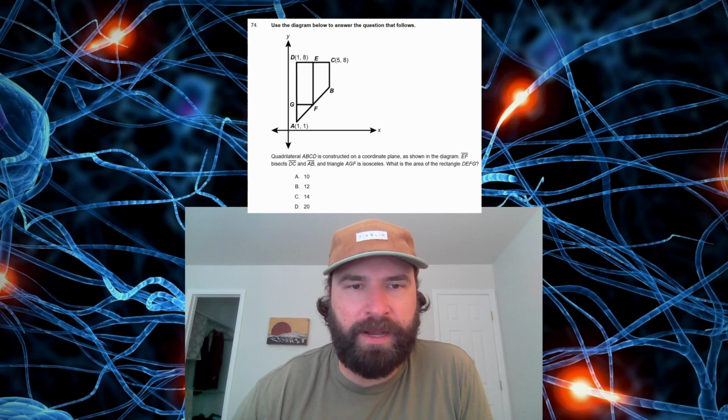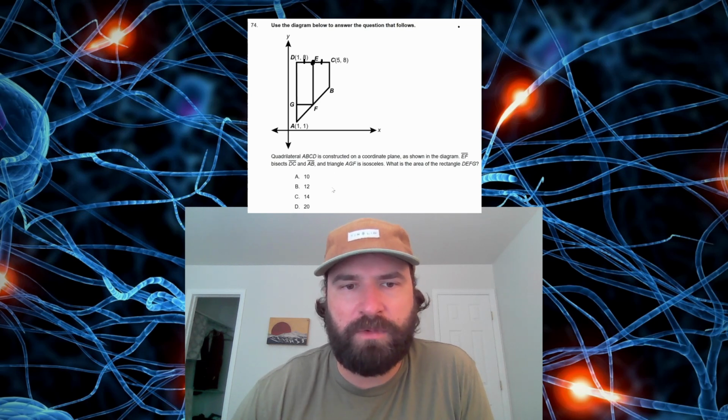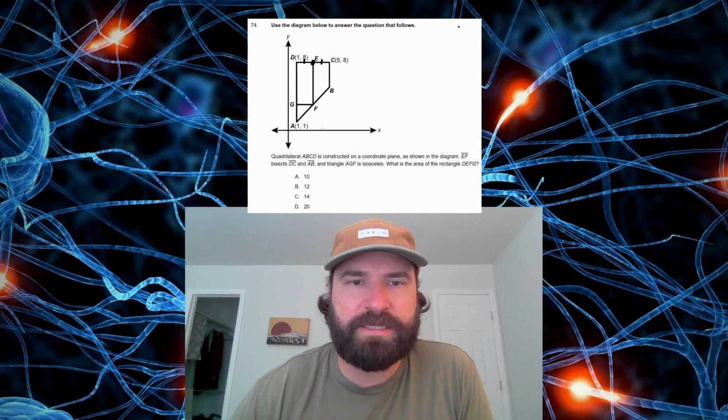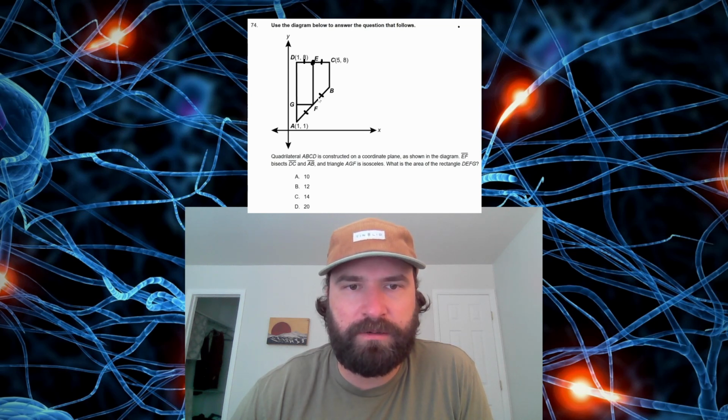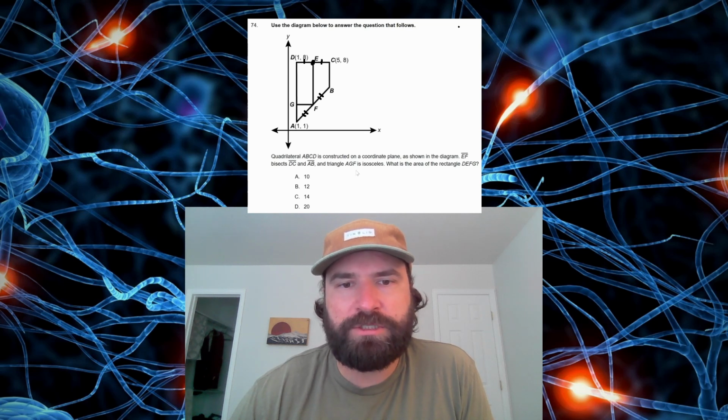Line EF bisects line DC. So that's telling us that this right here is the middle of DC, which means that this is the same as this. Those two little line segments are the same. And it also bisects AB, so F is the midpoint of this line. Denote that there. And triangle AGF is isosceles.